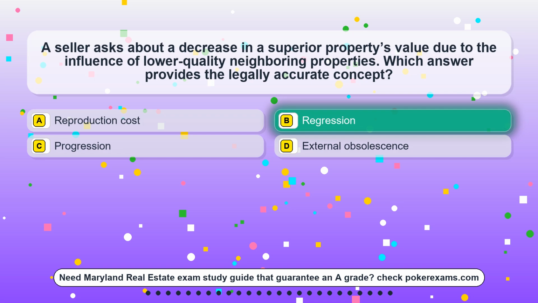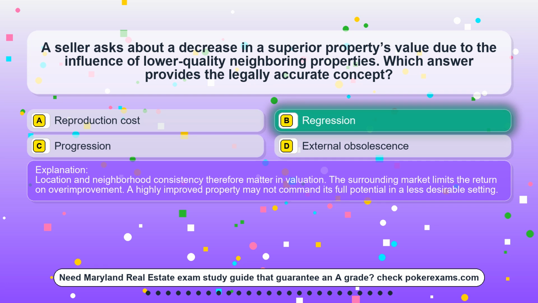The correct answer is option B, regression. Location and neighborhood consistency therefore matter in valuation. The surrounding market limits the return on overimprovement. A highly improved property may not command its full potential in a less desirable setting.